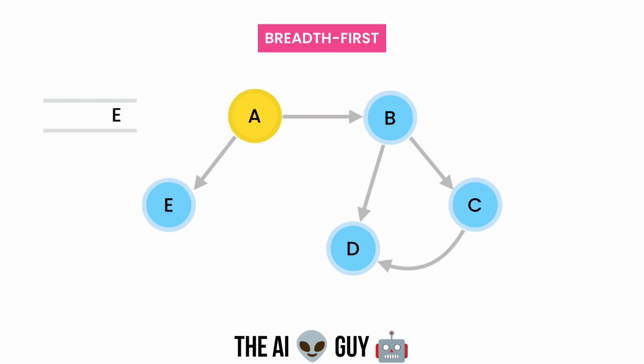Now we remove the B from our queue and process it. So we visit it and then add its neighbors to our queue, the C and the D. Next we process the E, but this node doesn't have any neighbors, so we're not going to add anything to our queue. Now we take out the C, we visit it and add its neighbor to our queue. Next we remove the D and visit it. This node doesn't have any neighbors, so we take out another item from our queue. It's the D again. We're not going to visit it twice, so we ignore it. Now our queue is empty and our traversal is complete.